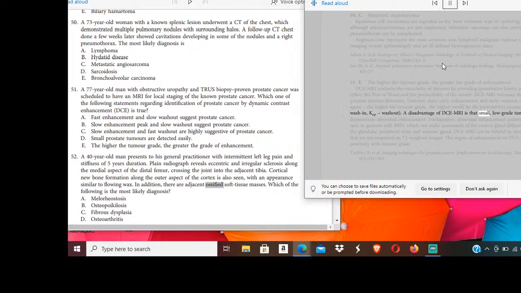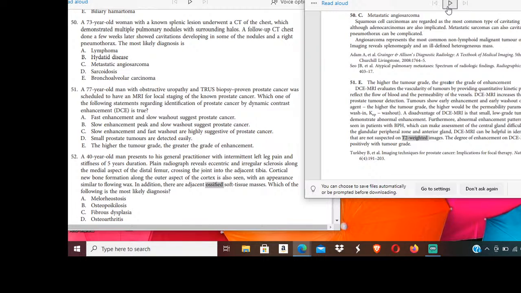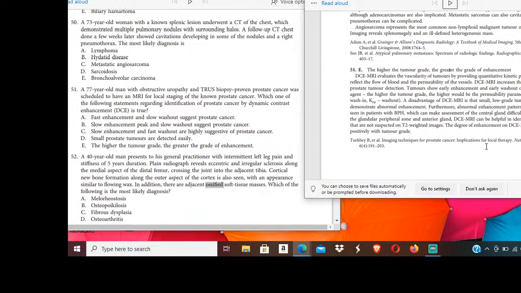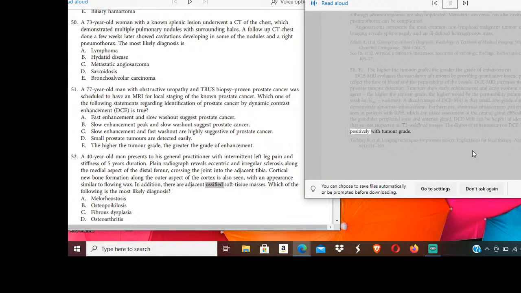A disadvantage of DCE MRI is that small, low-grade tumors may not demonstrate abnormal enhancement. Furthermore, abnormal enhancement patterns can also be seen in patients with BPH, which can make assessment of the central gland difficult. However, in the glandular peripheral zone and anterior gland, DCE MRI can be helpful in identifying lesions that are not suspected on T2 weighted images. The degree of enhancement on DCE MRI correlates positively with tumor grade.